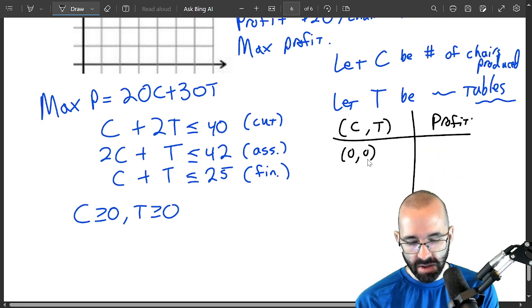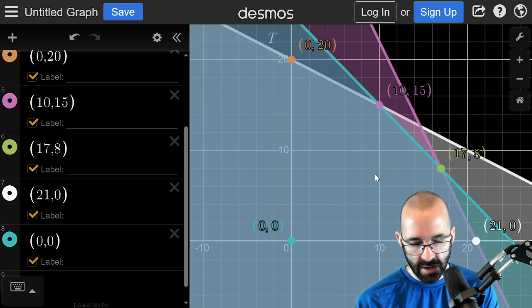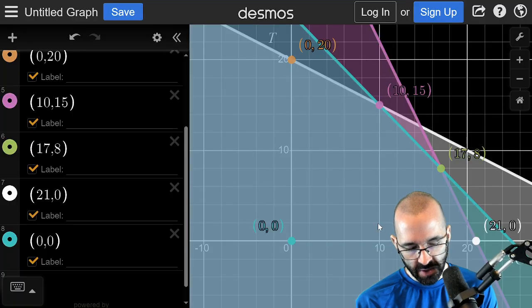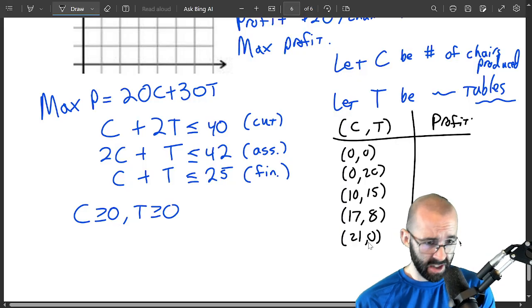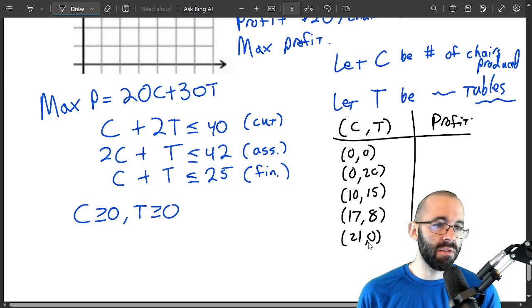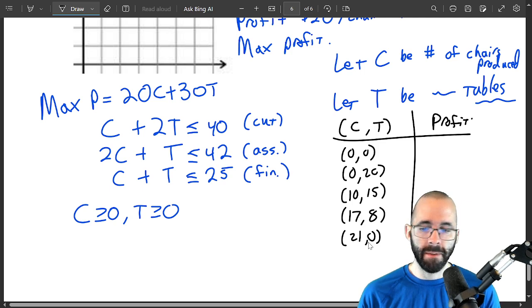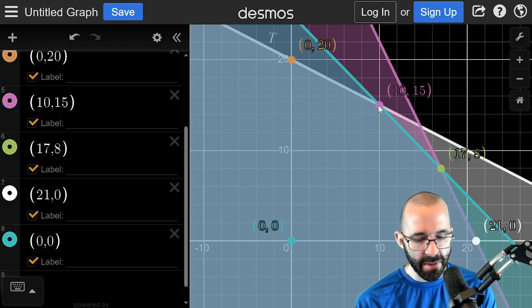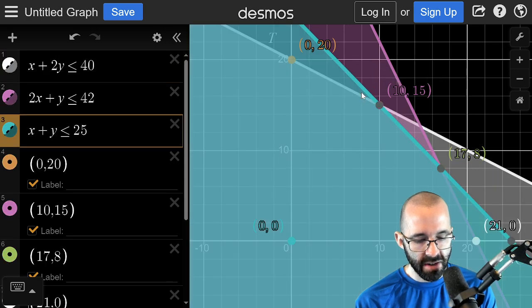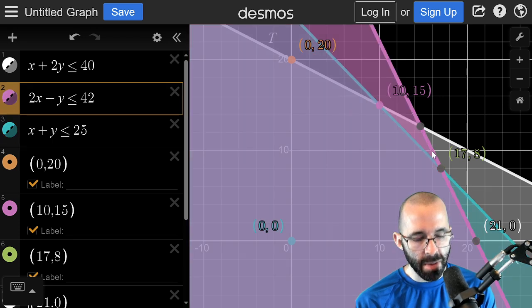So 0, 0, 0, 20, 10, 15, 17, 8, 21, 0. And remember, I said you could do this one by hand. You would just solve the system of inequalities and find out. You could plot them and then say, I'm not sure where this intersects. Oh, where does this line intersect with this blue one? You could find those. Let's find where blue intersects with purple, and so on.